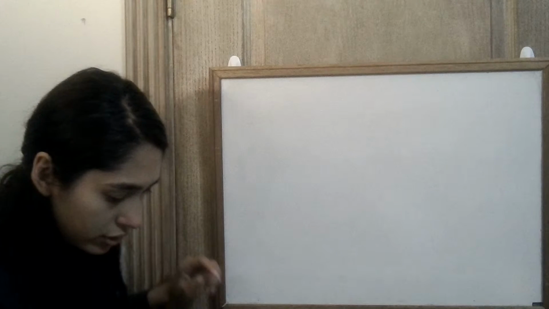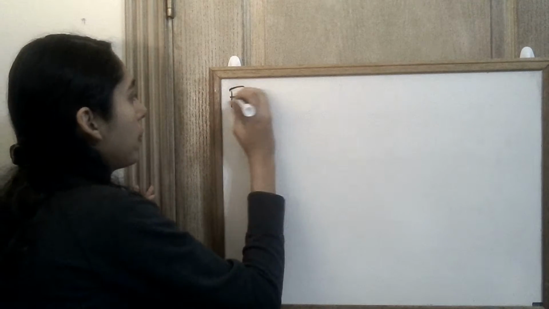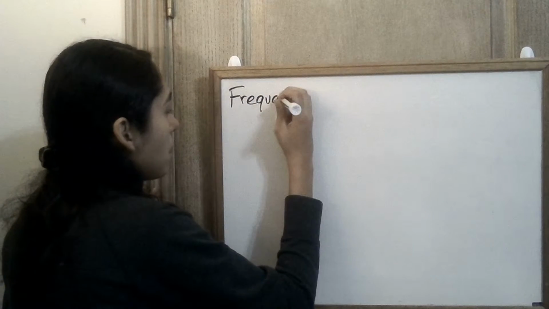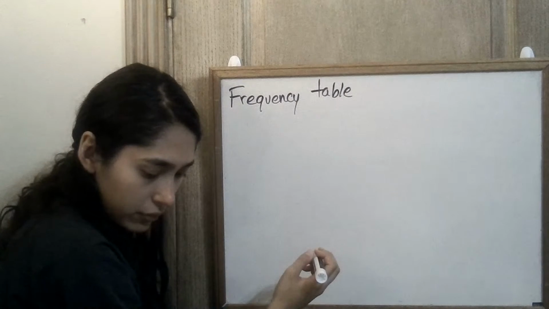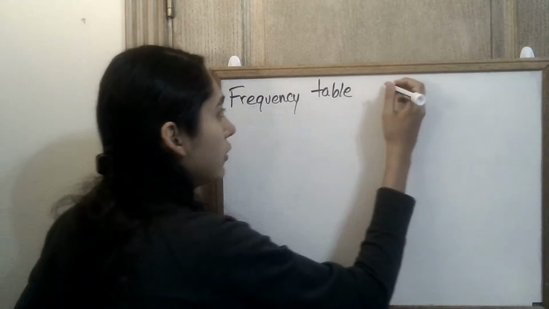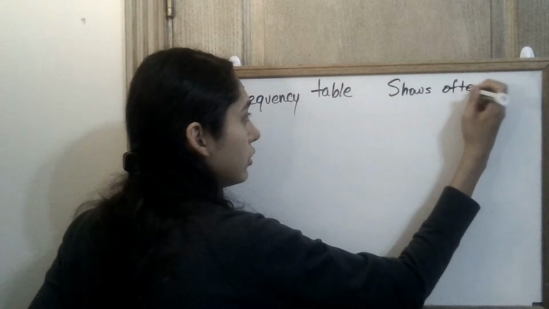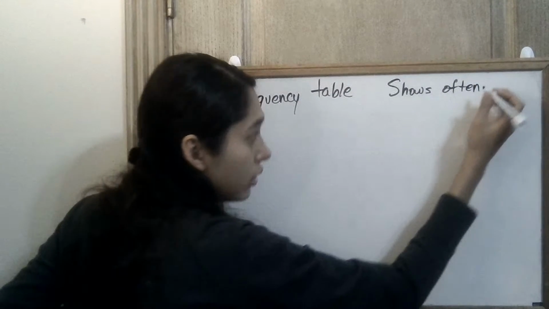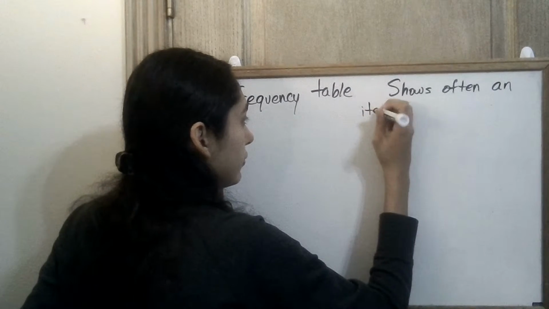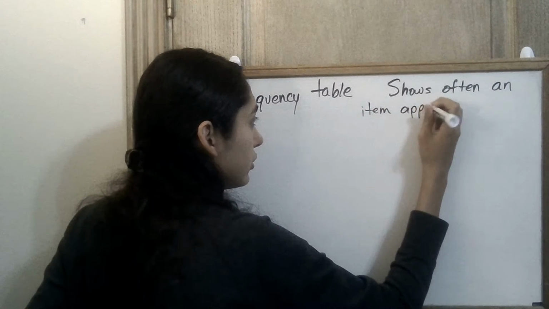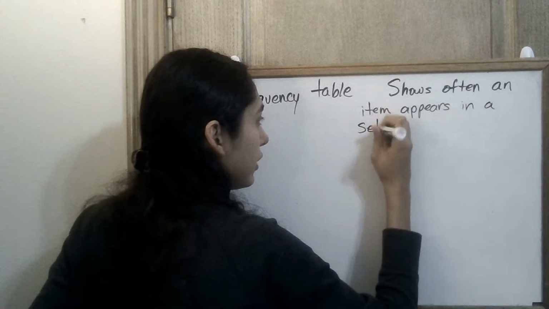All right, our measures of central tendency. So a frequency table is the first thing we're going to start off with. It shows how often an item appears in a set of data.